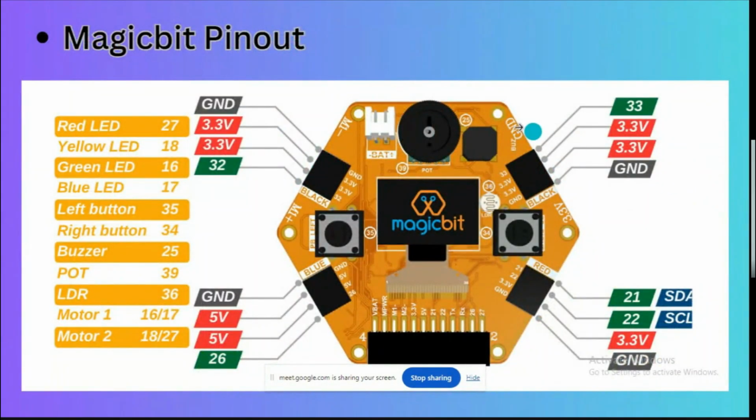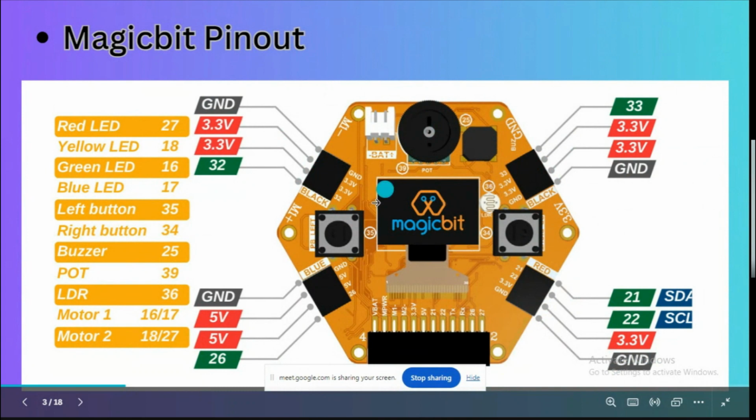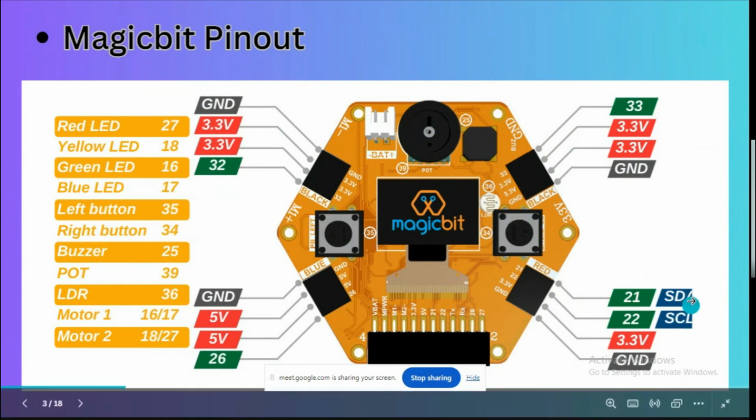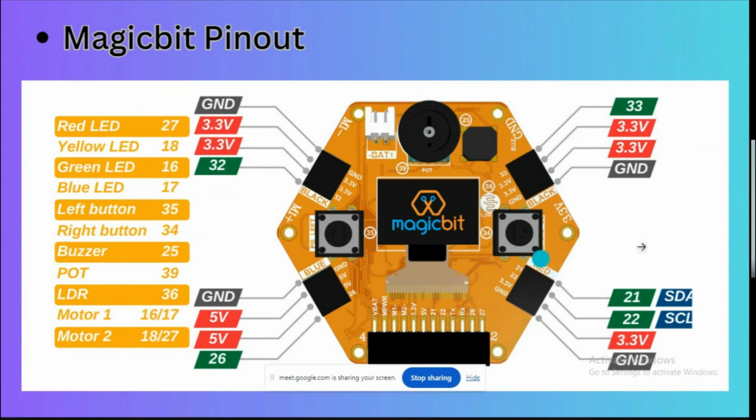So this is the printout of the Magicbit. When we use the relevant components on it, we need to refer to this. For today's activities, we need to refer only to these SDA and SCL pins, pin number 21 and 22. I will show you when we need this.